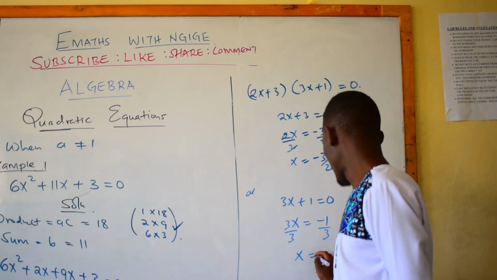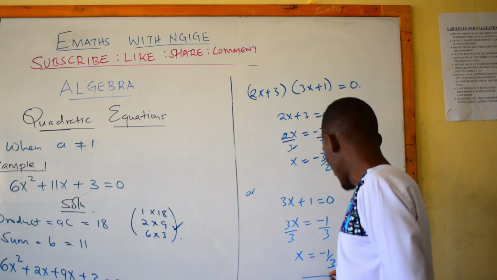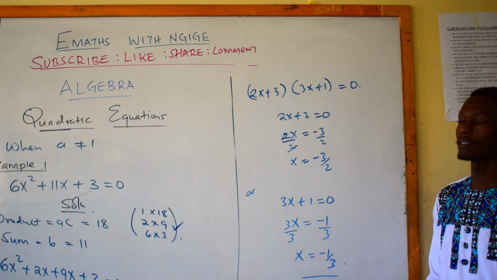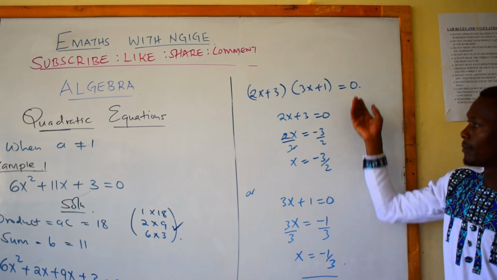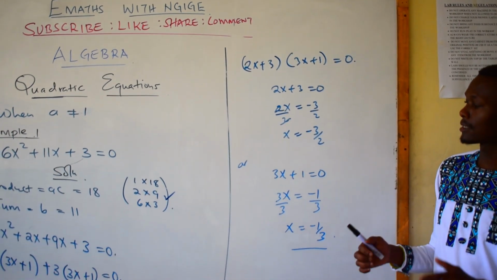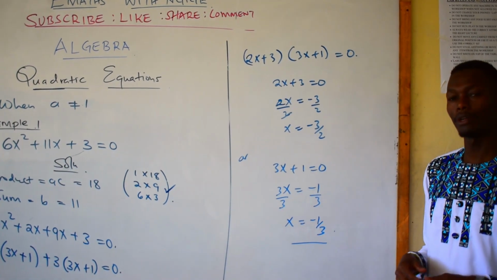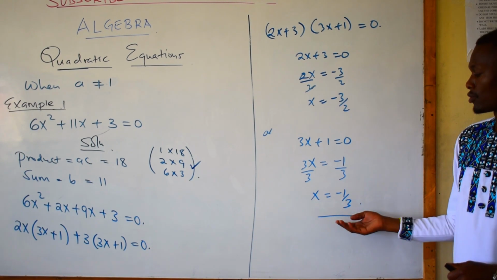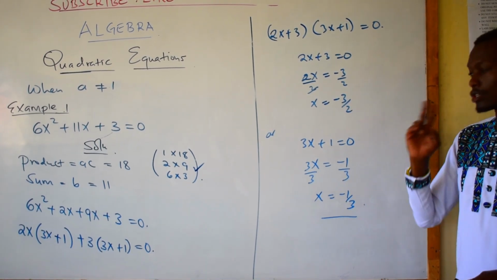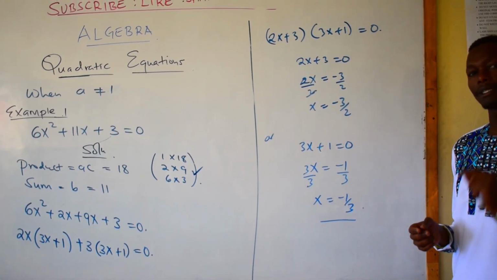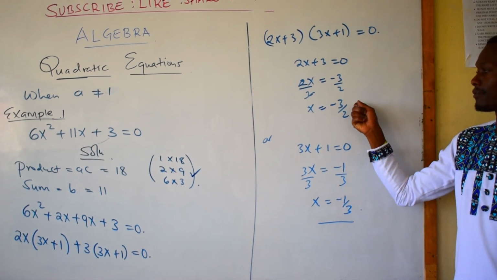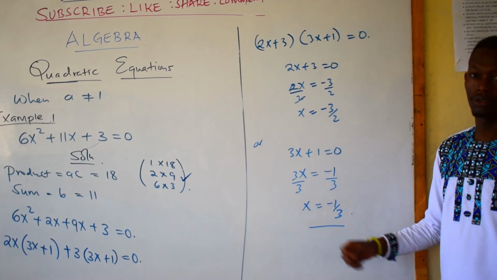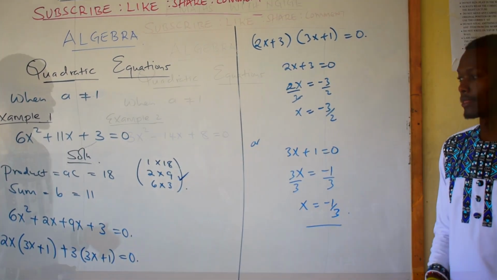So therefore your x equals negative 1 over 3. The procedure of handling the question is just one and the same way. But now you just get the two numbers which give you the product and also the sum, and factor out your solutions for you to have the two values of x. So x must have two values. The first value is negative 3 over 2, or x equals negative 1 over 3.